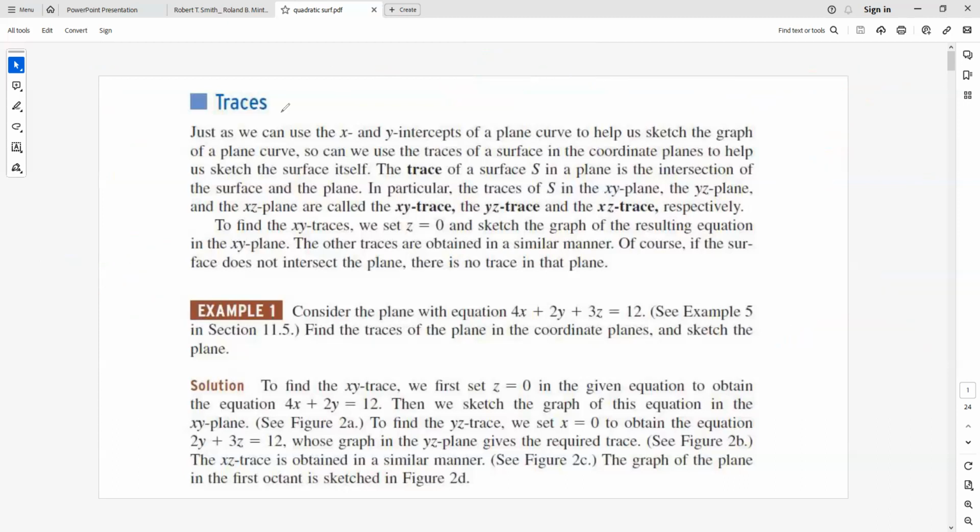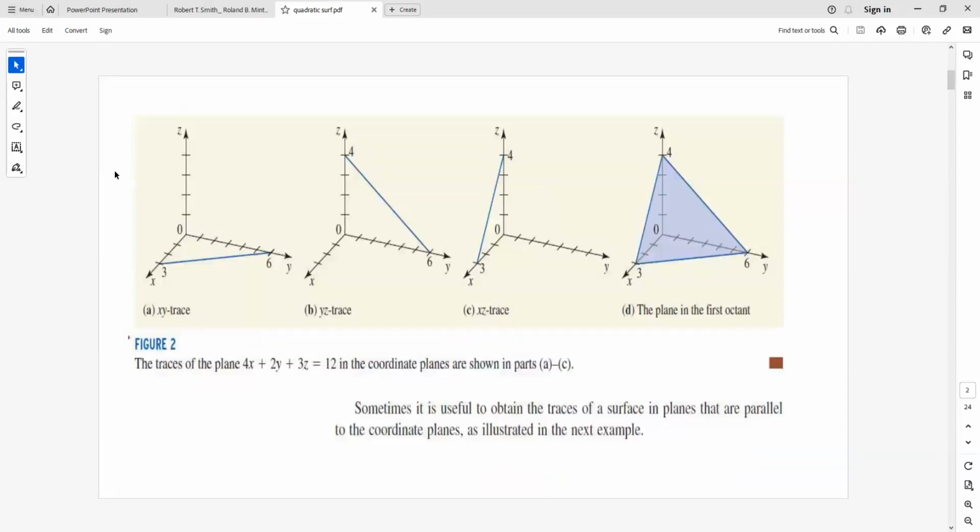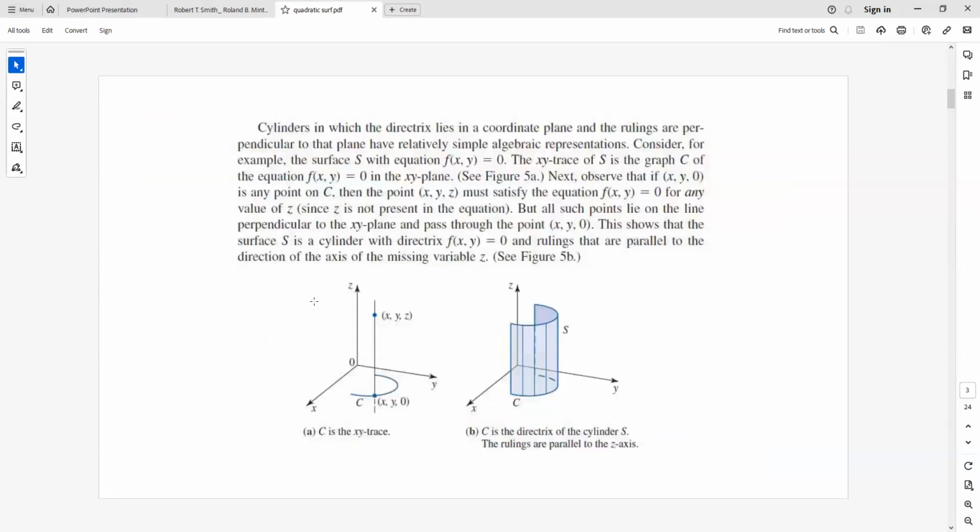Now let us move to another example. In this picture you can see how we find the traces, right? Now see this example. It's like a cylinder, but it's open here. We can say it's like bending a paper, right?